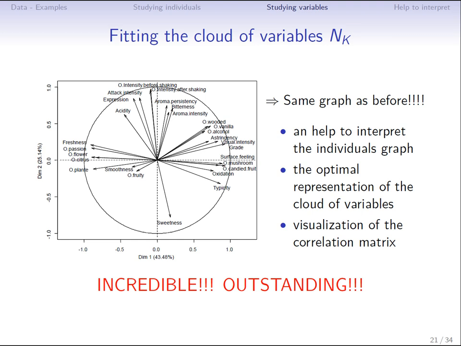Thus, this representation serves to assist in the interpretation of the cloud of individuals, to characterize the individuals. So in my example, fruity and flowery wines, sweet wines, acid and bitter wines. It is also, as we have seen here, an optimal representation of the cloud of variables. And then I have a visualization of all the correlations between pairs of variables by the cosines of the angles with two variables. So this representation is also a graphical visualization of the correlation matrix.